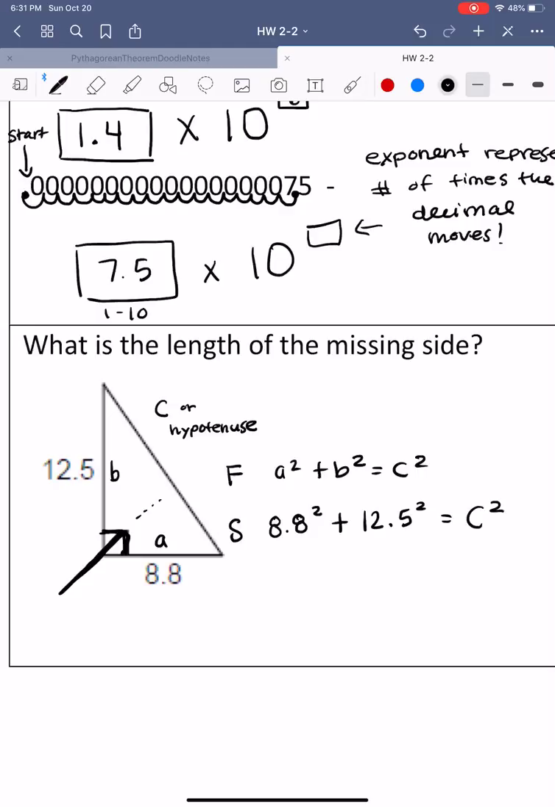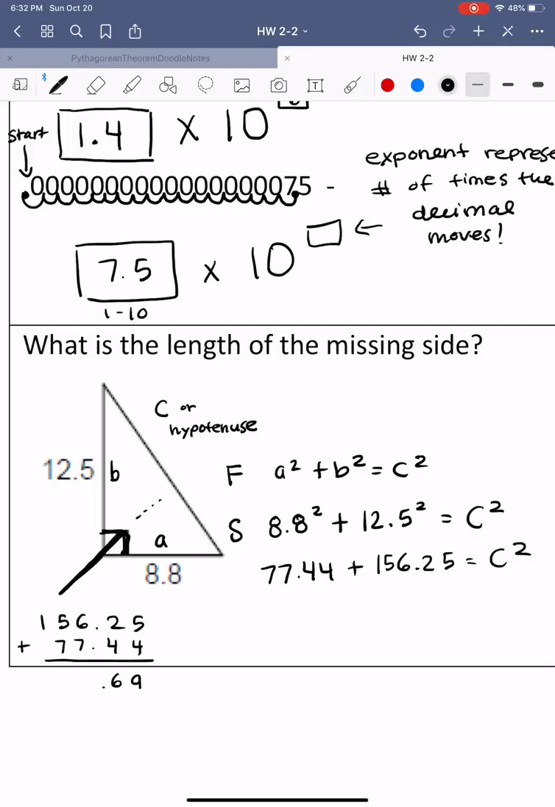So we have 77.44 plus 12.5 times 12.5, 156.25, and this equals c squared. So we're going to have to add those two up. So adding 156.25 plus 77.44.